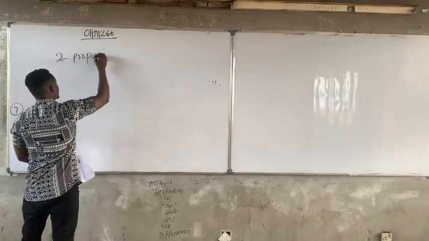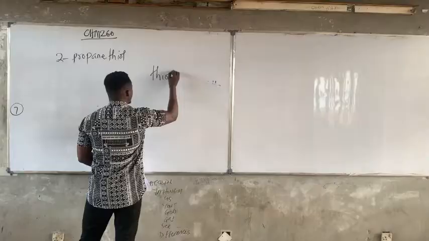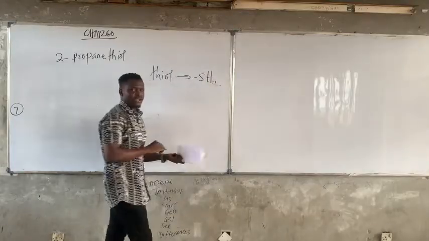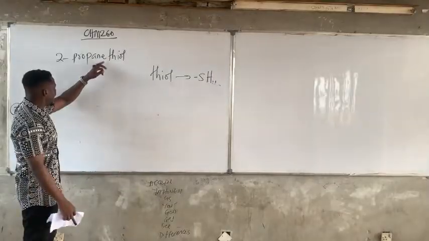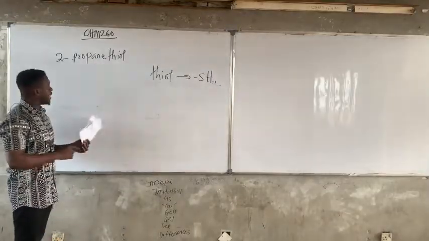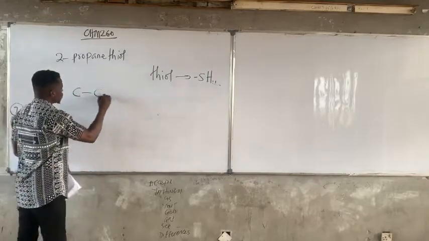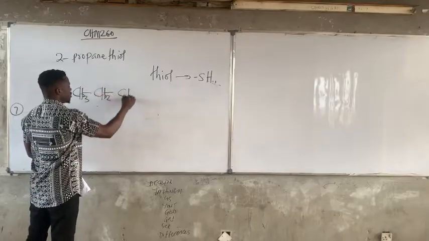2-propane. Plus, thiol is a compound with that functional group. The functional group of thiol is SH. So what that simply means is, write the propane, then go to carbon 2 and put SH. So this is 1, 2, 3. This is CH3, this is CH2, and this is CH2.